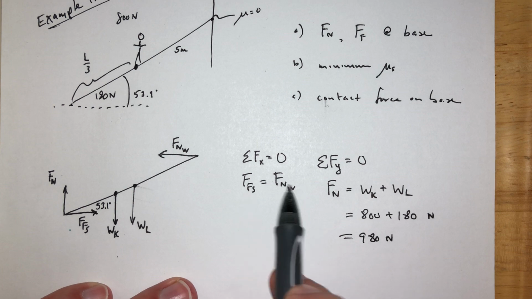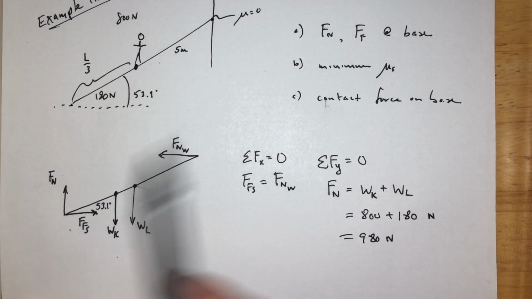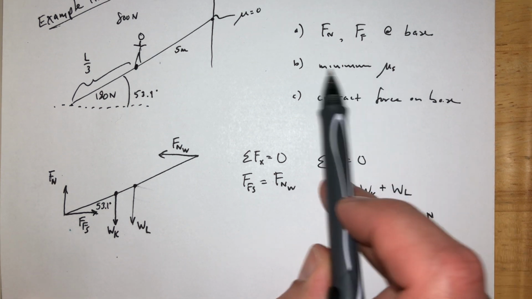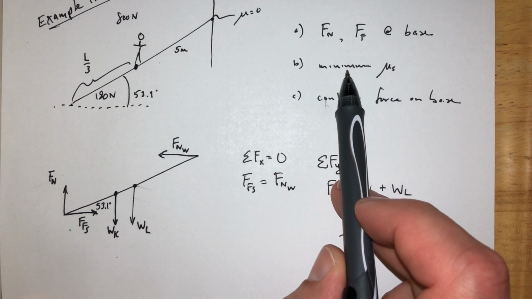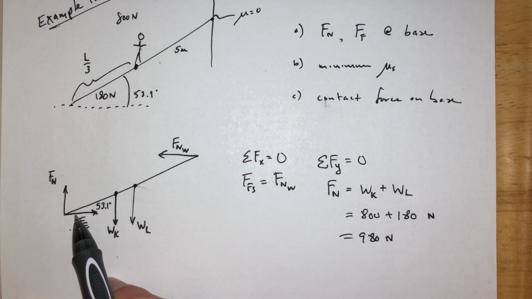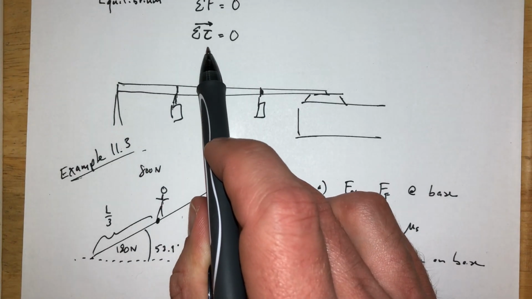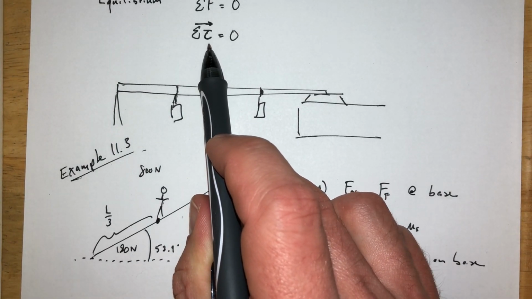How are we going to figure these out? How do we know? Because we don't know what the coefficient of friction is. Plus, we're not even sure if this is in the threshold case. And the answer is we need to use the other equilibrium condition.